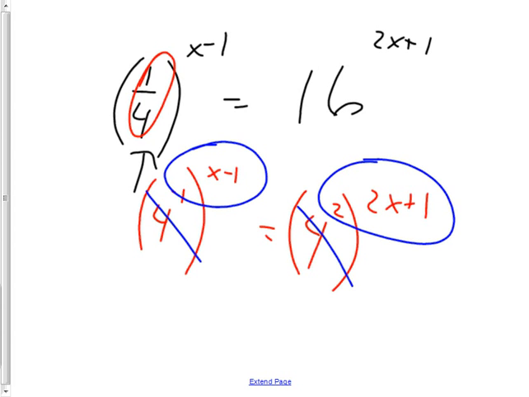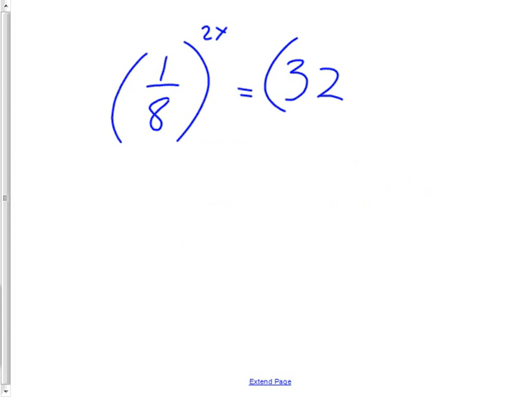Now I want you to try it from start to finish here. Because the last part, the thing the kids usually forget, is you got to distribute this out to both parts. This times this, and this times that. All right, so let's see if you can do this from start to finish. 1/8 to the 2x is equal to 32 to the x minus 2. Try that. I'm going to pause for a second while you do.